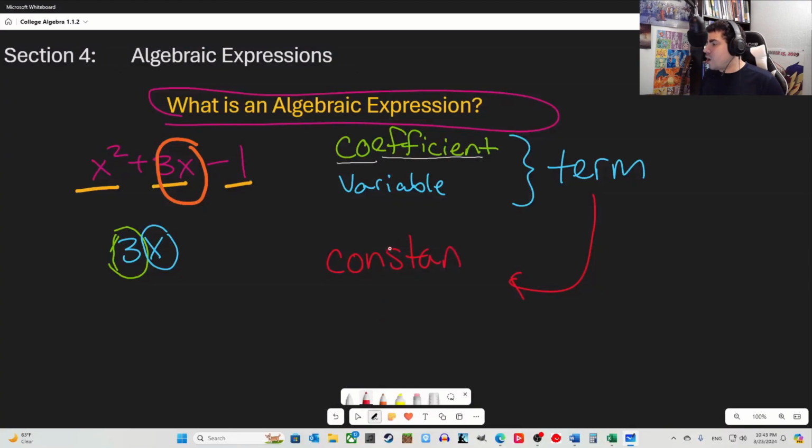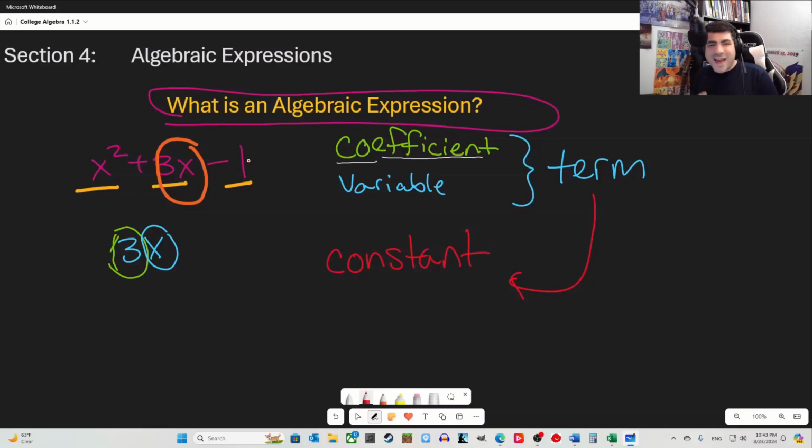Constant. Why is it called constant? Because it doesn't change. It is static. It is not variable, and it does not change based upon another variable. So these first two terms change depending on what the variable is. The second one is -1, never changes.